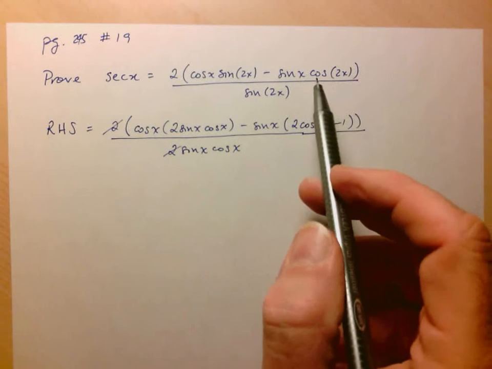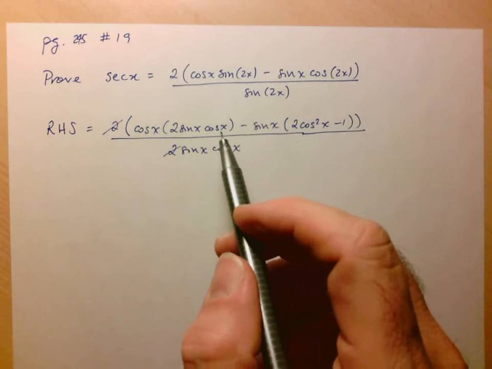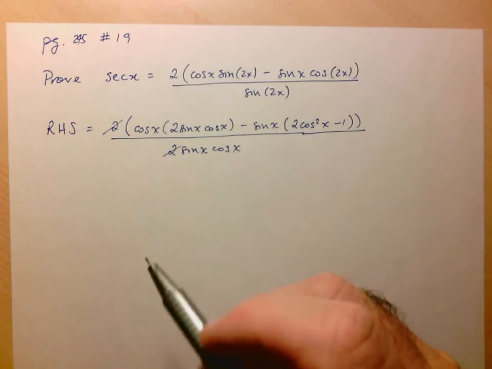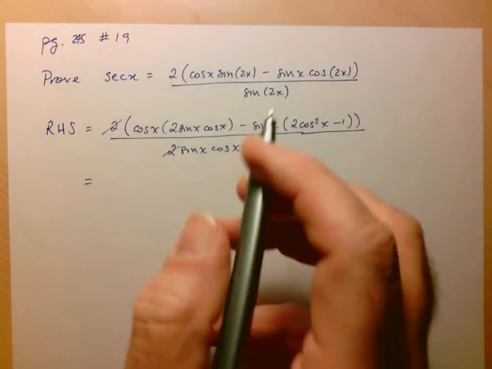When you're deciding which double angle formula to use for cos 2x, you really need to take a look at what else is happening in the terms around it. So let's see what happens when we simplify this.